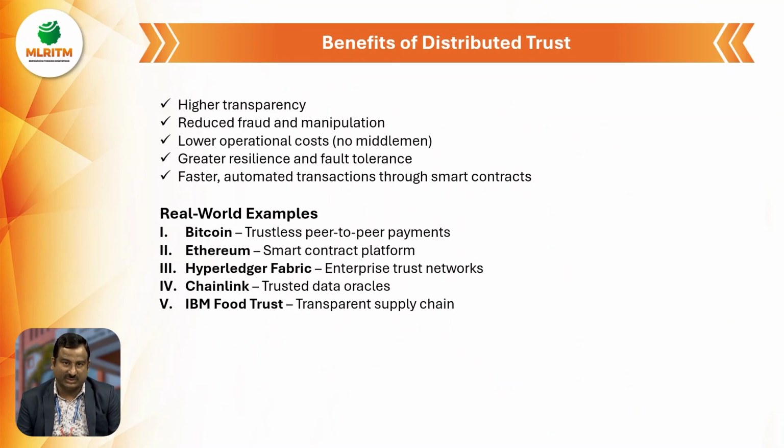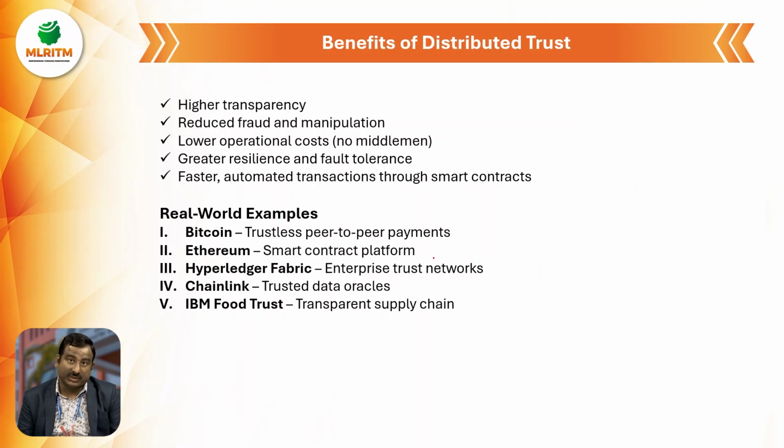What are the benefits of distributed trust? Higher transparency and strong security. It reduces fraud and manipulation. Lower operational cost, greater reliance, and fault tolerance. Faster and automated transactions through smart contracts.